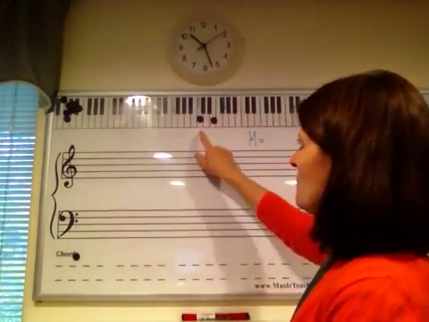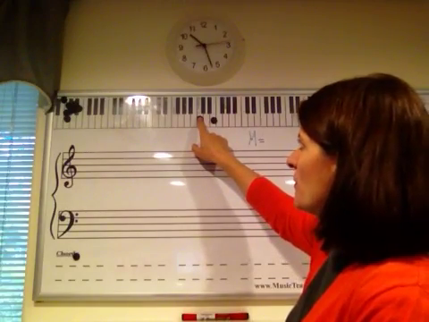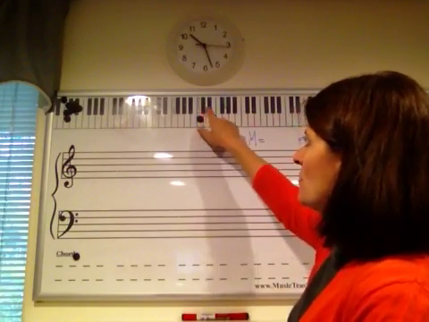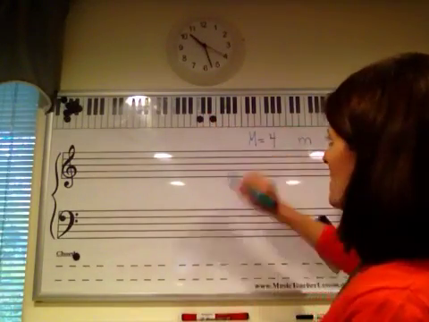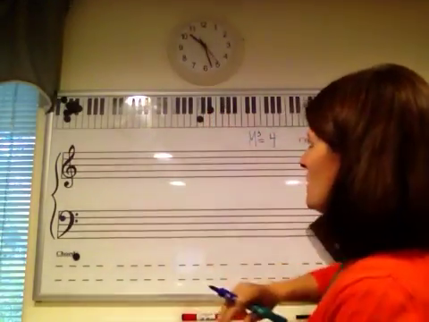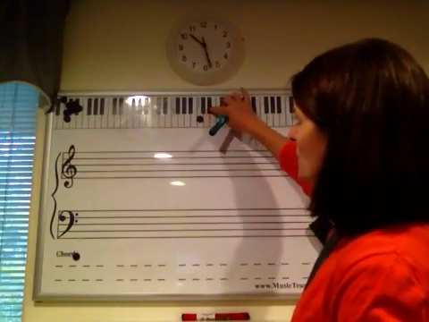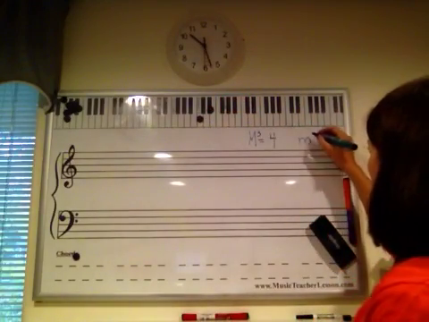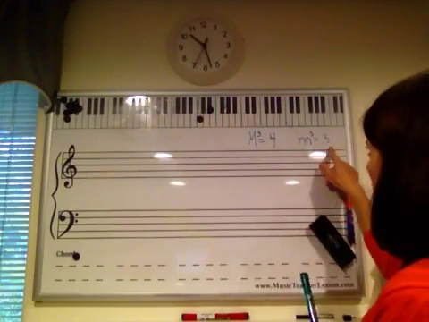So C to E, we'll count half steps to figure out how far apart these notes are. 1, 2, 3, 4 half steps makes a major third. And if I move this to E flat, then I only have 1, 2, 3 half steps. So a major third is 4 half steps, a minor third is 3 half steps.